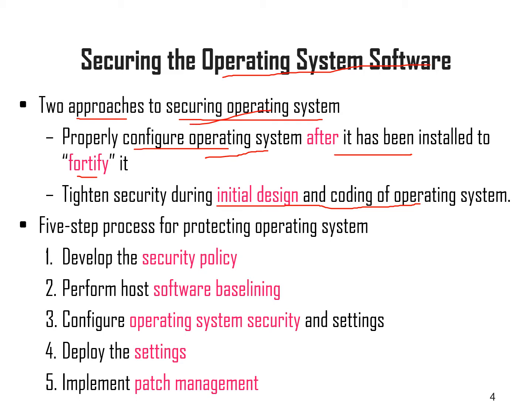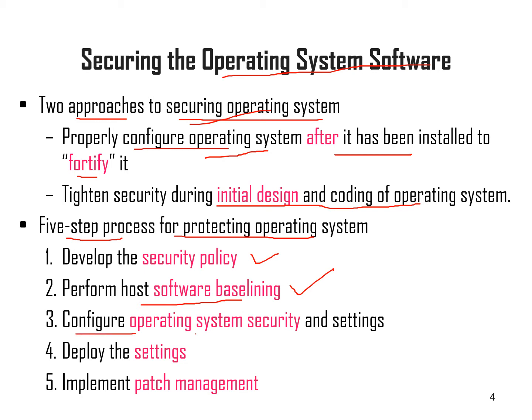There is actually a five-step process of protecting the operating systems. The first step is to develop the security policy. Every organization has its own security policies, so we have to develop our own. Second, perform the host software baseline. This is a kind of checklist for every host. We have to define a checklist that every user handling that particular OS and host has to follow.